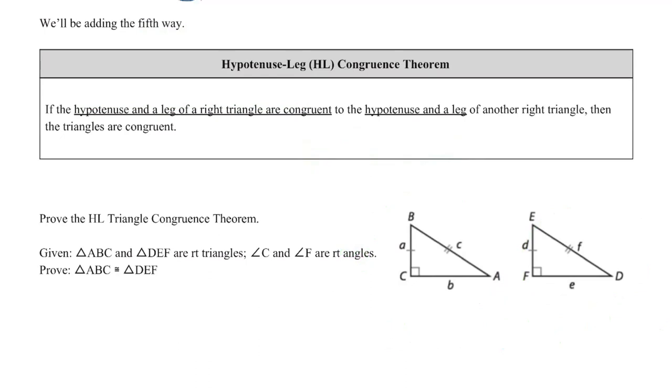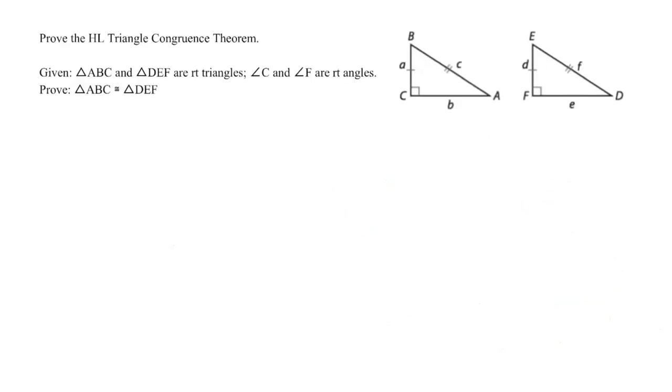So now, let's think about this for a second. We're going to prove this now. We're given that they're right triangles, okay? And we know, therefore, angle C and F are right angles. Therefore, they're congruent to each other, right? Because we know that the right angles are congruent to each other. So the question is, are the triangles congruent?